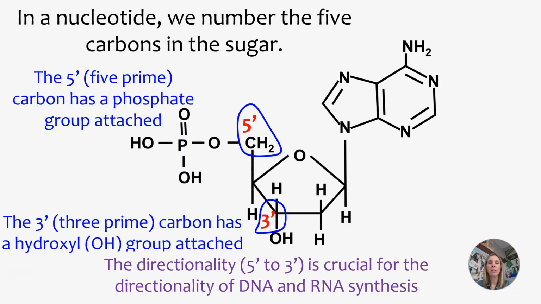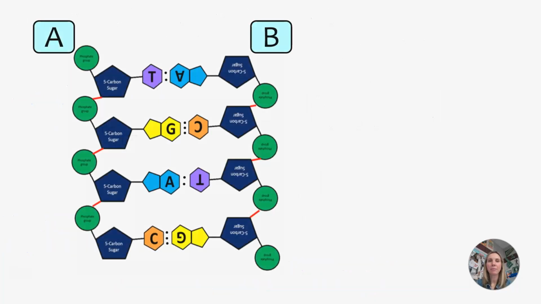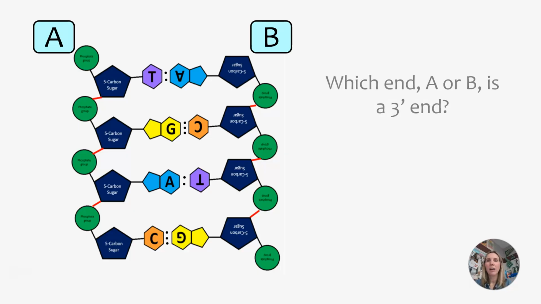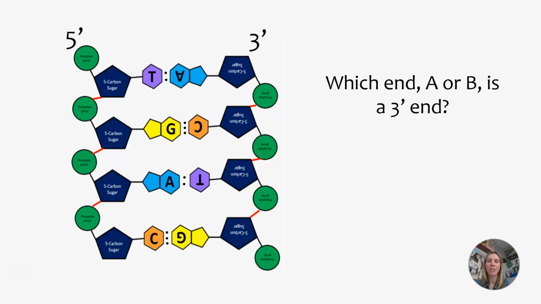And this is really important in terms of the synthesis of DNA and RNA. So if we look at this molecule here, so here's our DNA molecule, which end, A or B, do you think is 3'? Pause the video and see if you can figure it out. Okay, so as we look at it, side B has the 3' facing up, because if we look at that sugar pentagon, the oxygen is pointing down, and if we count around, we'd have our 1, 2, 3, so the 3rd carbon is facing up and the 5 carbon is facing down.